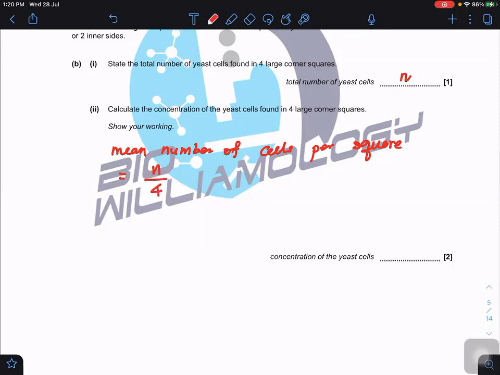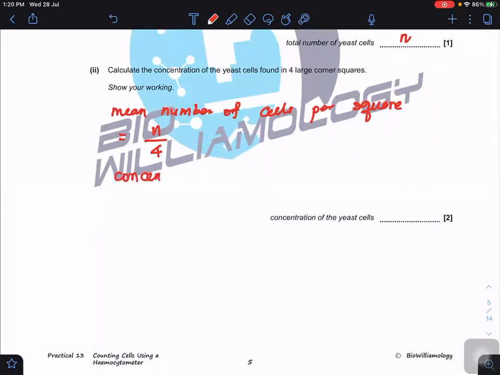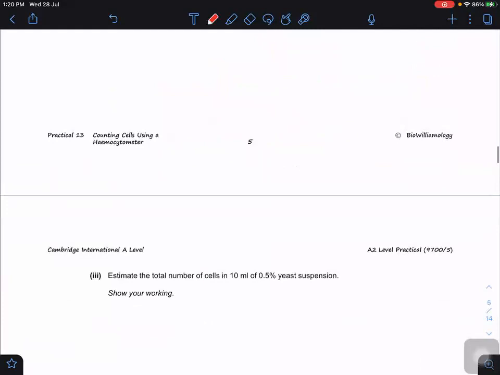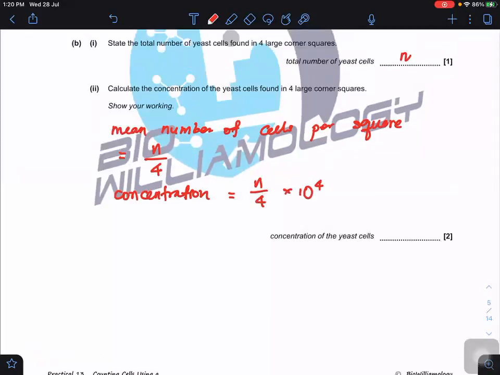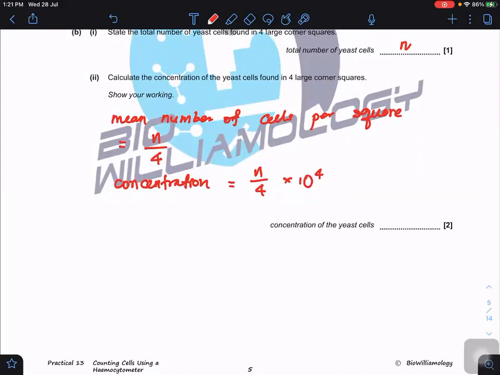So what is the concentration? The concentration will again equal n over 4 multiplied by 10 to the power of 4, because we have done the derivation. You get the idea? So you can copy down. The mean number of cells per square now is n over 4. Therefore, the concentration will equal n over 4 times 10 to the power of 4. The units will be cells per cm cube. Just now I already derived why we multiply by 10 to the power of 4.